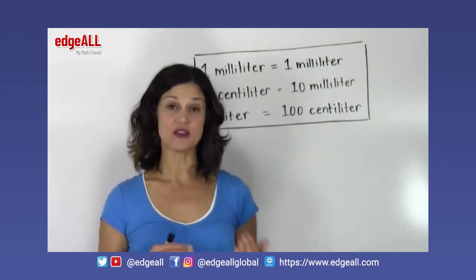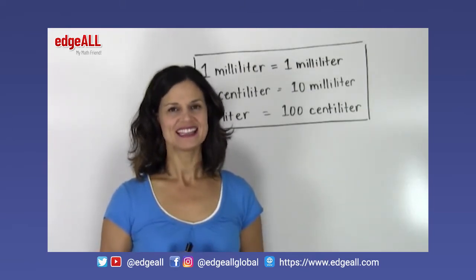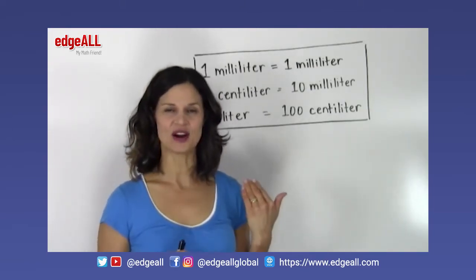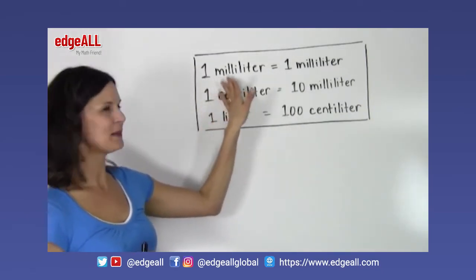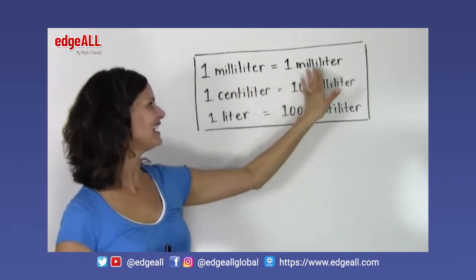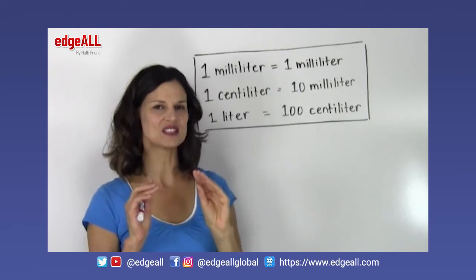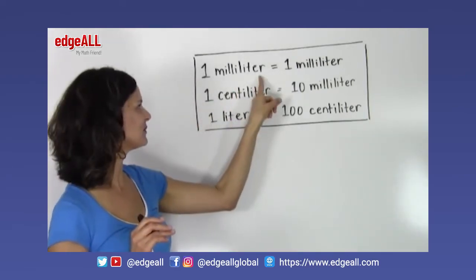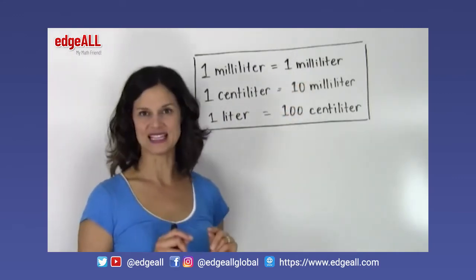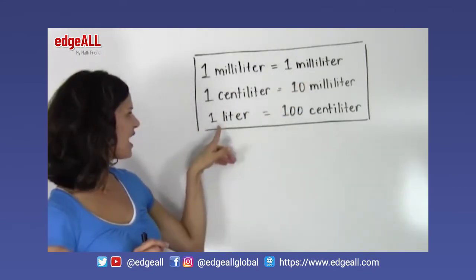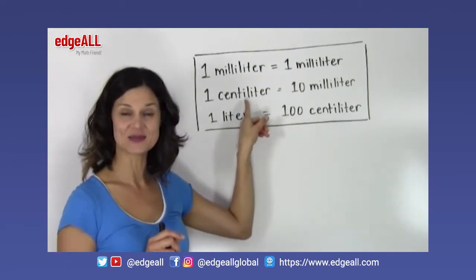Each unit is either bigger or smaller by a multiple of 10. Let's look at the table on the board for capacity. So we start here with 1 milliliter is equal to 1 milliliter. So the milli is our basic unit. That's what we're going to start with, 1 milliliter. 1 centiliter is equal to 10 of those milliliters. And then 1 liter is equal to 100 of the centiliters.